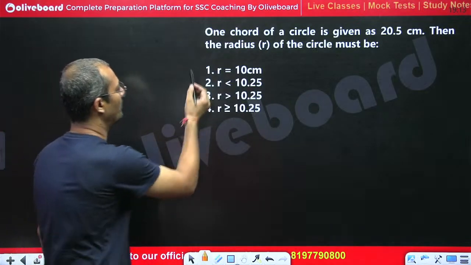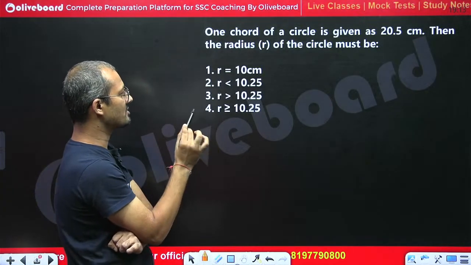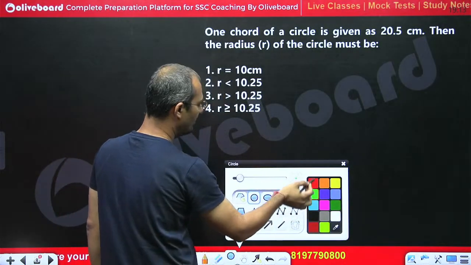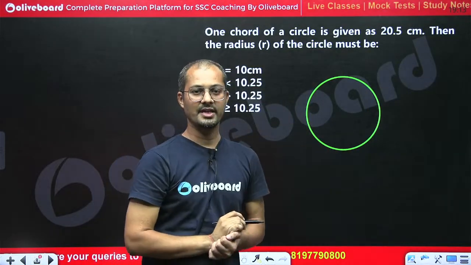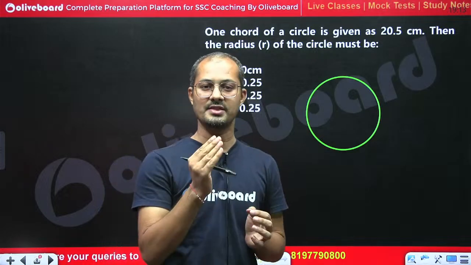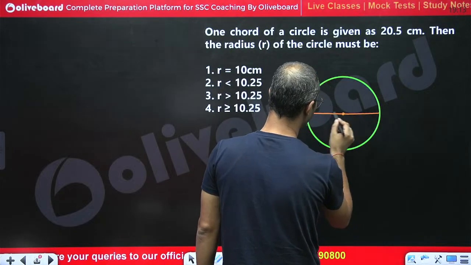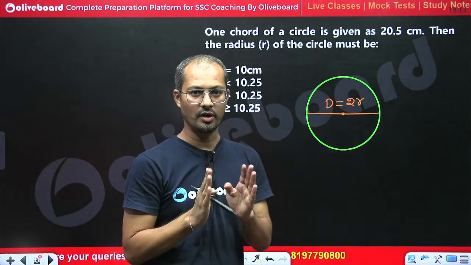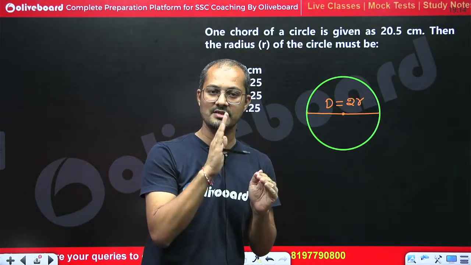Question is saying one chord of a circle is given as 20.5 centimeter, then the radius of the circle must be. Now we must have a circle. Circle is a figure like this, and we know that the maximum length of a chord can be equal to its diameter, or we can say the longest chord of a circle is the diameter. Diameter is equal to twice the radius. No chord can be larger than the diameter.